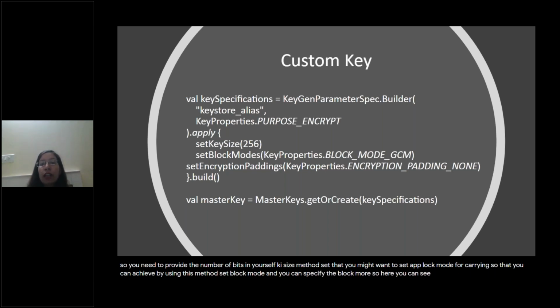So here you can see that in the key properties class there is an entry or a field for block mode GCM, and that is being used here. And you can even set up encryption padding. So you can see, using the method set encryption padding from the key properties class, encryption padding none is being set. So this means that we are creating a key of 256 bit with block mode GCM, encryption padding of none. So we use this keygen parameter spec, and we pass it to the get or create method to get our master key alias.